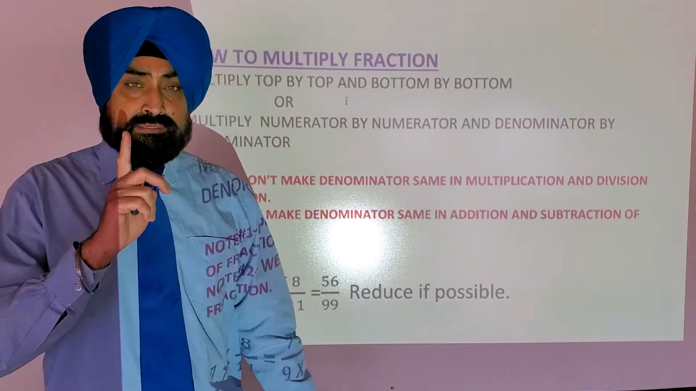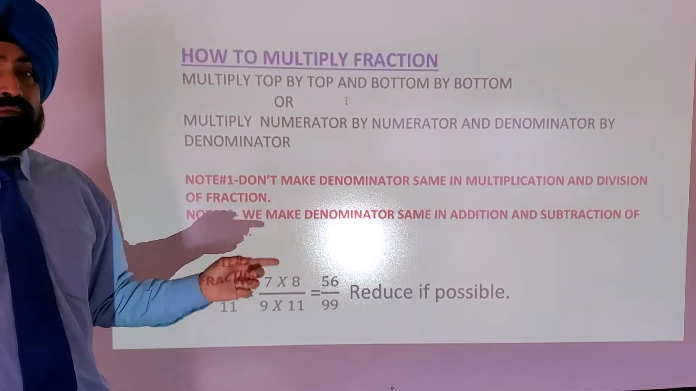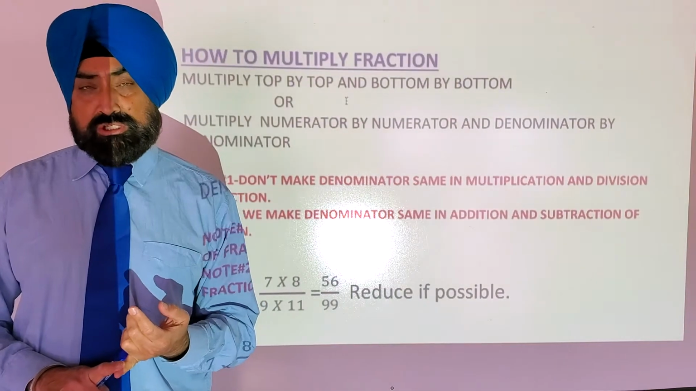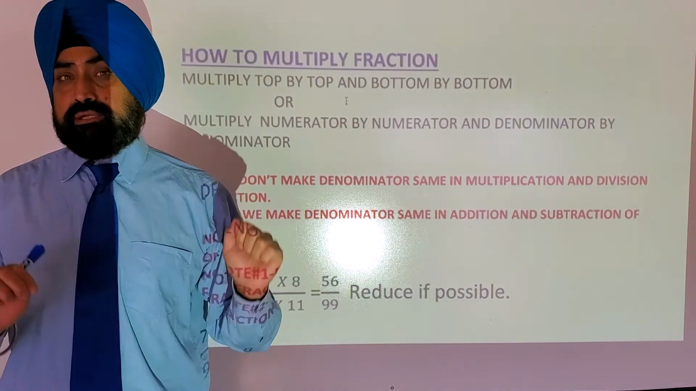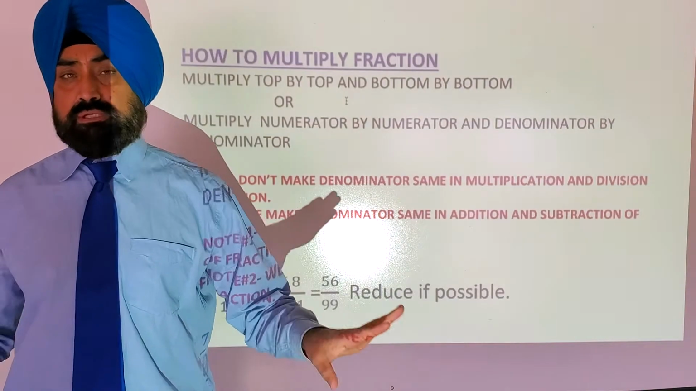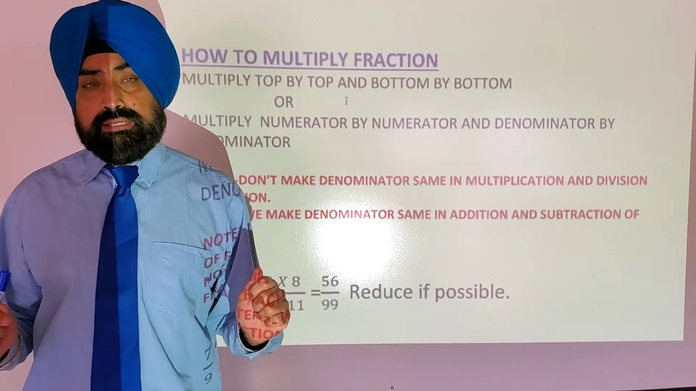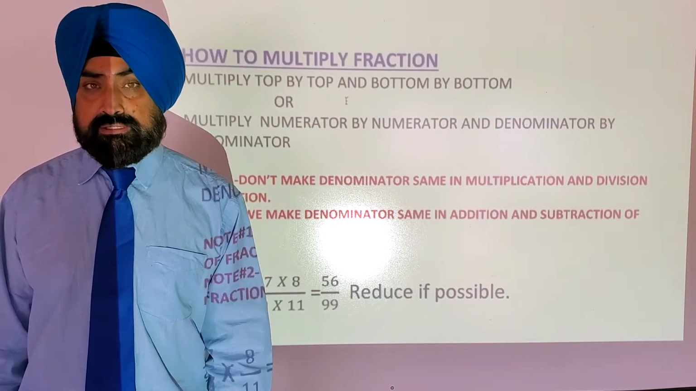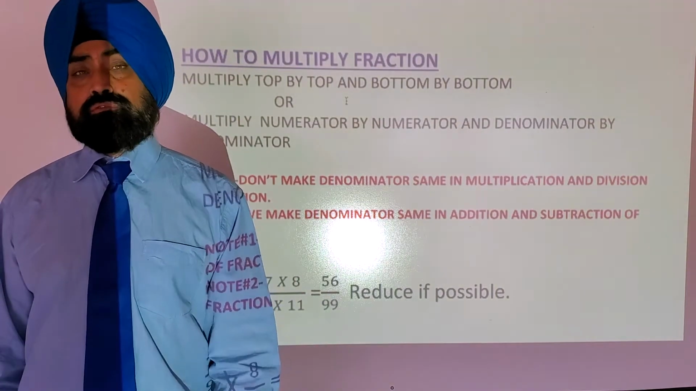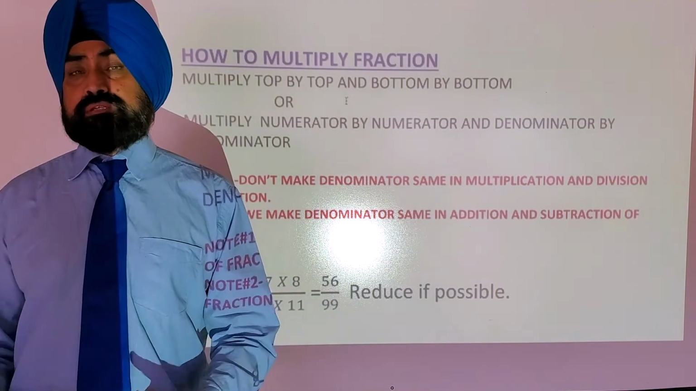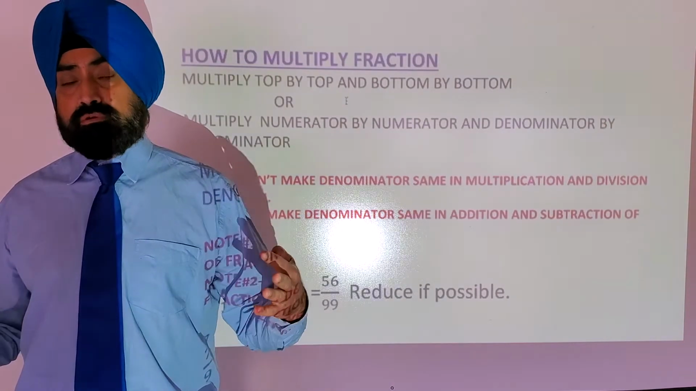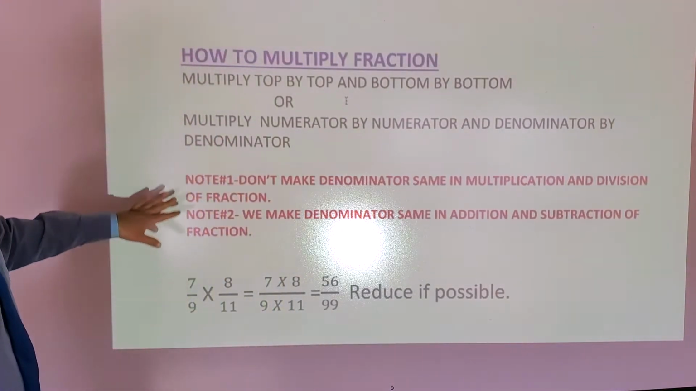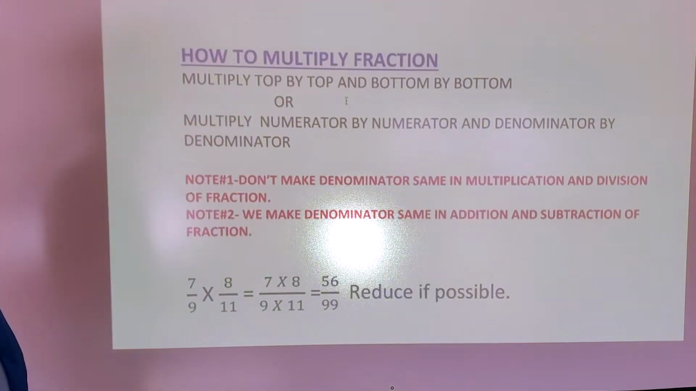One important thing, that's why I put a note here. When students do multiplication or division, they think they have to make the denominator the same. No, you don't have to make the denominator the same. Only when you add or subtract fractions do you have to make the denominator the same. Otherwise, in multiplication and division, you don't have to do it. So what do we do? We multiply top by top and bottom by bottom.